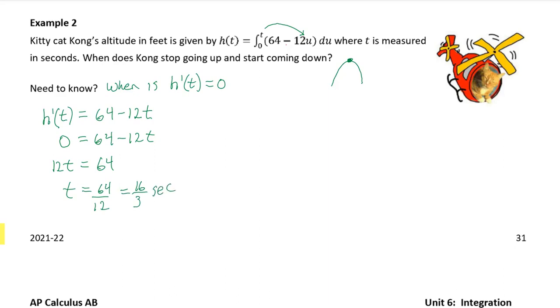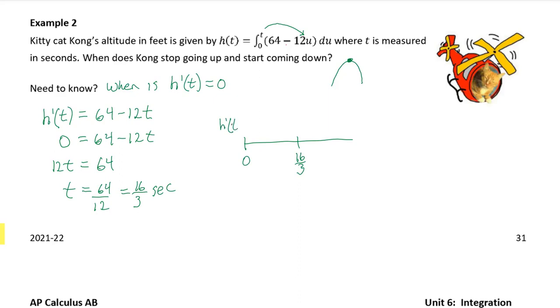Now, I could check that using a number line, or we also called it a... oh my gosh, my mind's going blank right here. But I could check this. I could plug in numbers that go from 0 to 16/3. Okay, this is my derivative function, h prime.